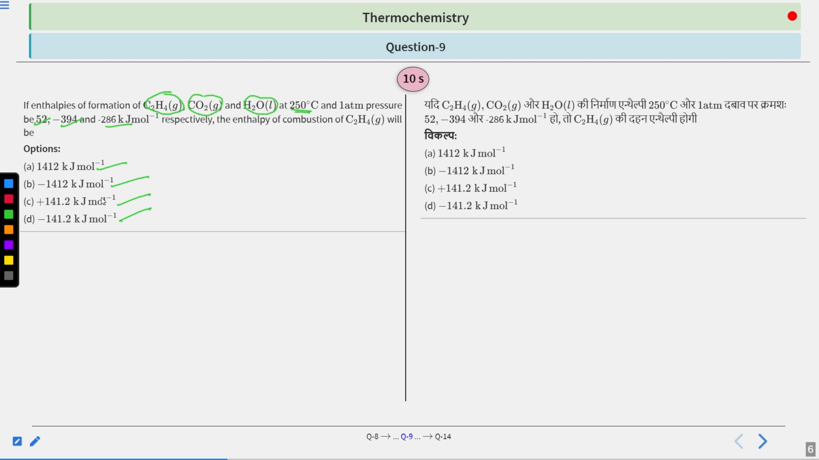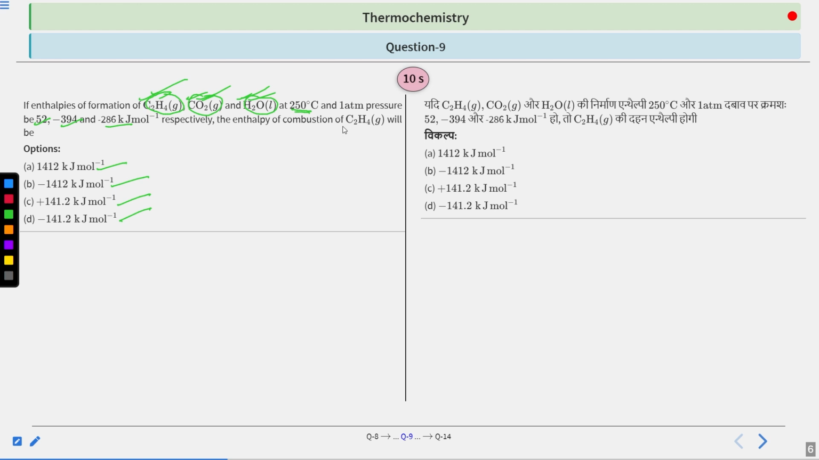Now what will be the hint for this question? Again, what you will do, you will first of all write the equation for formation of these three, right? And now you will rearrange such that you get the combustion of C2H4. And how will the enthalpy of formation be written? So you will take the elemental form of these two elements for the C2H4, for these two of CO2 and these two of H2O, right? And you will take their standard state.